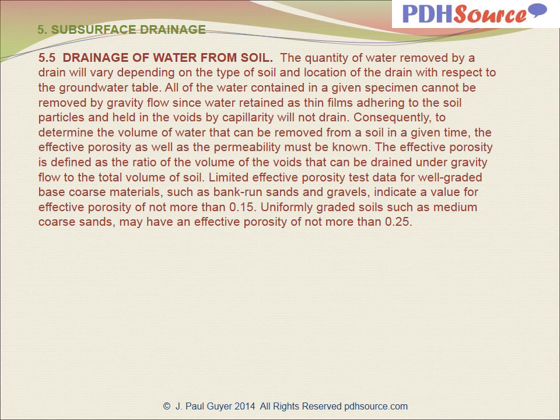The effective porosity is defined as the ratio of the volume of the voids that can be drained under gravity flow to the total volume of soil. Limited effective porosity test data for well-graded base course materials such as bank run sands and gravels indicate a value for effective porosity of not more than 0.15. Uniformly graded soils such as medium coarse sands may have an effective porosity of not more than 0.25.